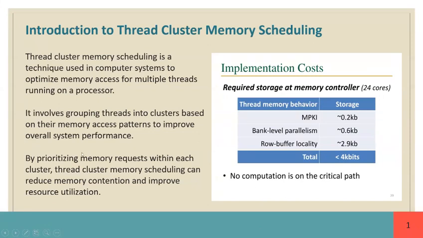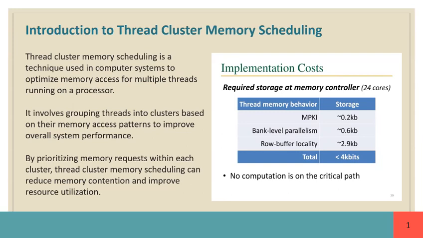TCM scheduling is a technique used in a computer system to optimize memory access for multiple threads and also for running processes. It also involves grouping threads into clusters based on their memory access patterns to improve overall system performance. And we can see here the implementation cost.